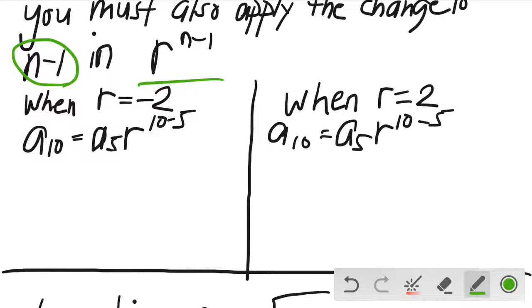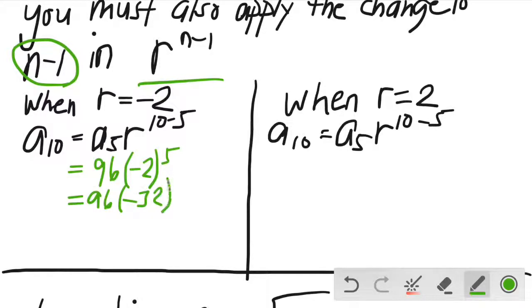So now that we do know the common ratio, a negative 2 and a positive 2, let's start with a ratio of negative 2. And I do have my 5th term being 96, and our common ratio of negative 2 to the 5th power. And negative 2 to the 5th power is going to give us our value, which is also a negative number, negative 32. And when you do multiply this, you would get a negative 3072.